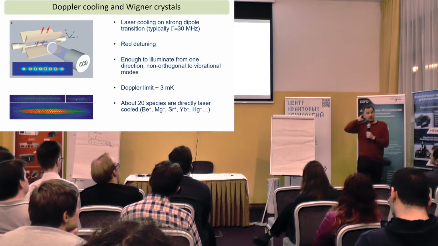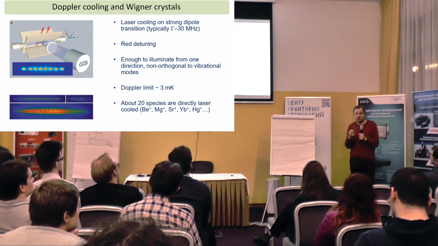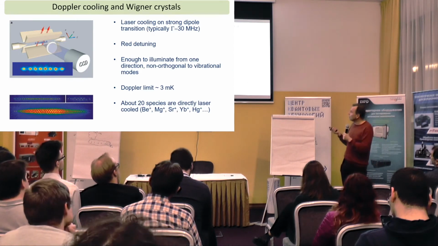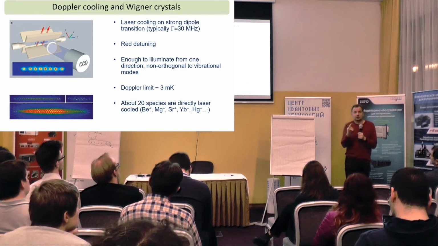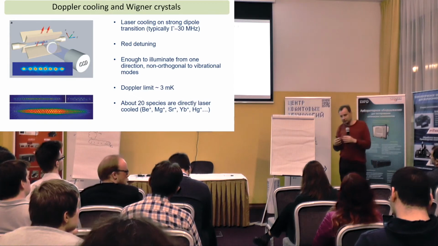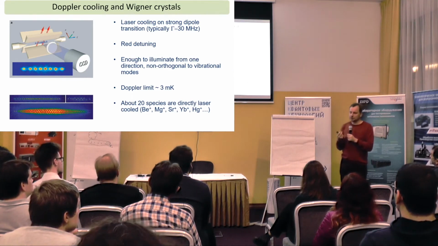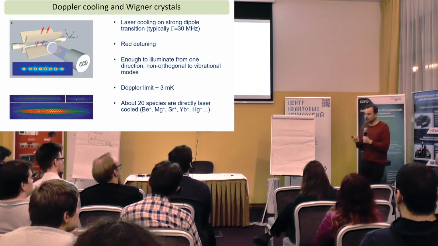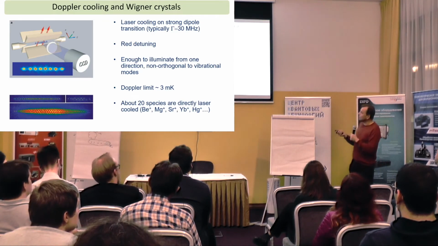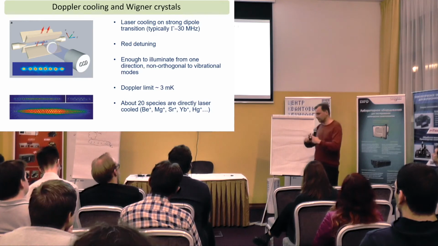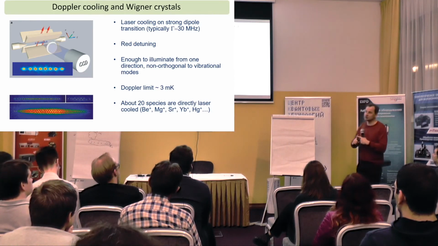The advantage of ions in this case, it's not very prominent, but it still exists compared to neutral atoms, is that you can illuminate the ion chain from one side. So you do not have these 6 beams and the very symmetrical configuration, because your ion is already trapped. So you do not need to pay too much attention to how you cool it. But of course, this cooling beam has to be not orthogonal to some vibrational mode. So typically people still use 2 beams. So not 6, but 2.